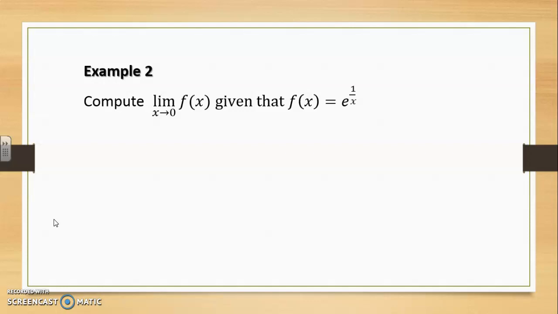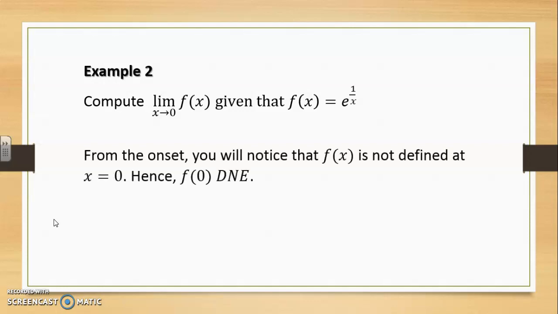Here's example number 2. Consider the limit where x approaches 0 for f of x, where f of x is the function e to the power 1 over x. Once more, you'll notice that f of x is not defined at x equals 0, which is where we are using our limit approach. So f at 0 does not exist.